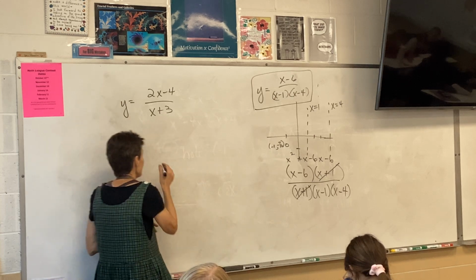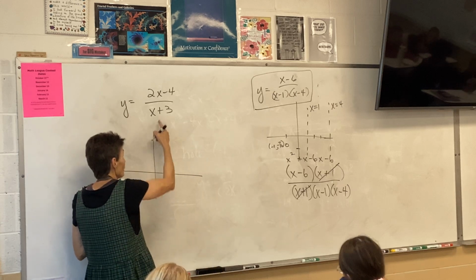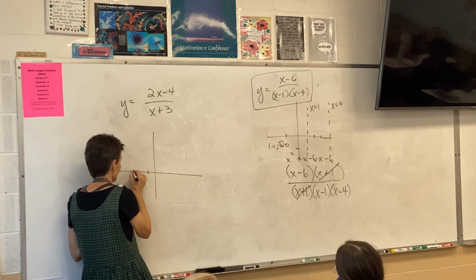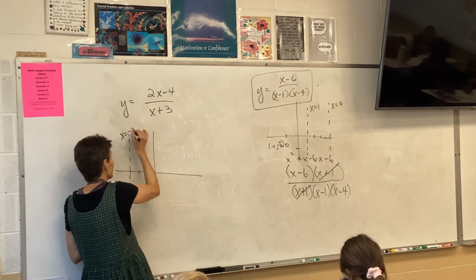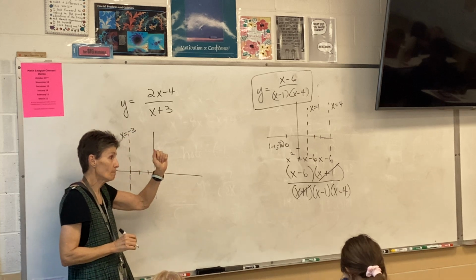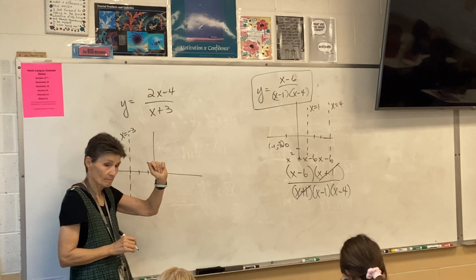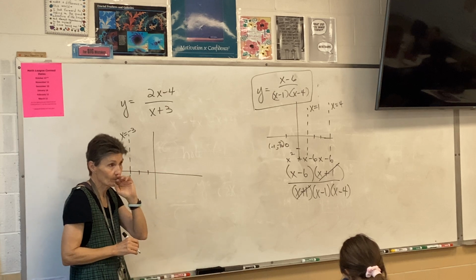Are there any vertical asymptotes? Yeah. Where will the vertical asymptote be? At x equals -3. Where do vertical asymptotes come from? The denominator, right? Just like domain, we look at the denominator.